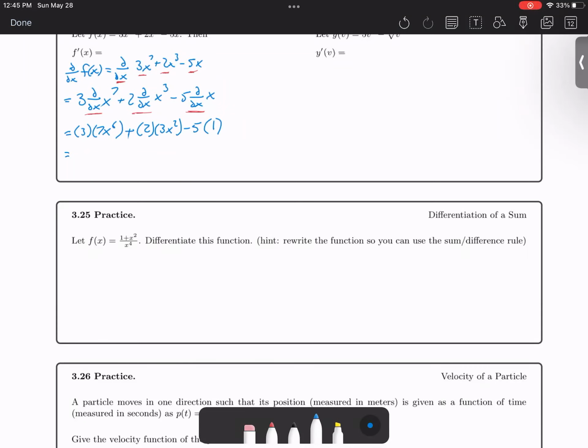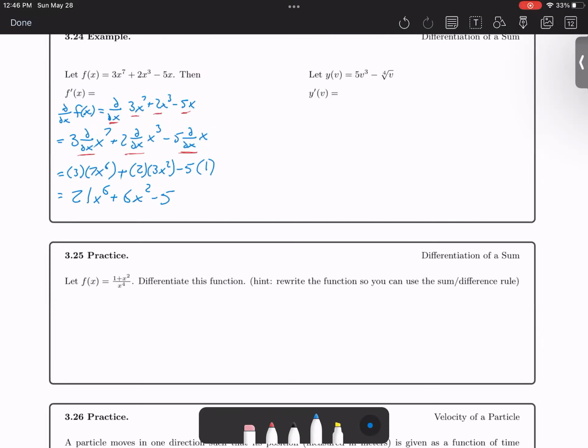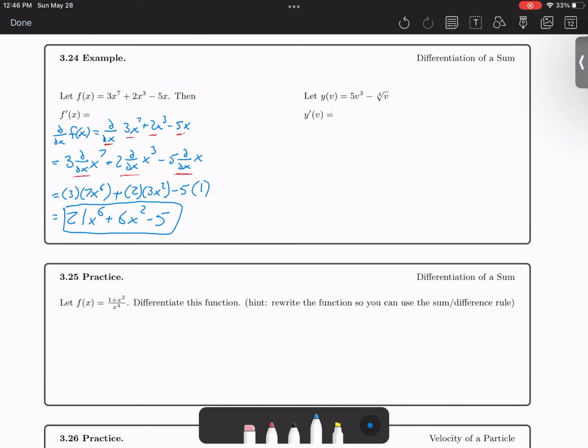Now it's just algebra. What is 3 times 7? 21. 2 times 3, 6. And minus 5 times 1, minus 5. So notice this derivative right here is us just differentiating this function, right? 3x to the 7. The 7 comes down, hits the 3, becomes a 21, x to the 6. 2x cubed, the 3 comes down, hits the 2, becomes 6x squared. Minus 5x, just minus 5.